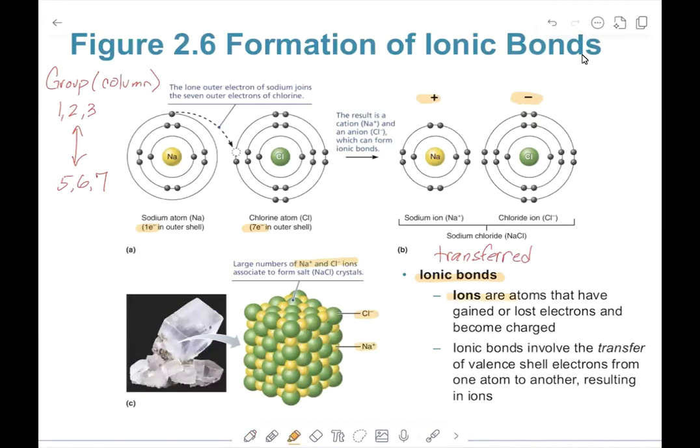Ions are single atoms that have gained or lost electrons and become charged. So they're by themselves. So in solution, if we had a sodium ion in the blood by itself, it would have to have a positive charge because it lost one valence electron. If we had chloride in the blood plasma, it would have to have a charge of -1 because it gained one valence electron. Those are ions. But that's different than ionic bonds. Ionic bonds involve the transfer of valence shell electrons from one atom to another.